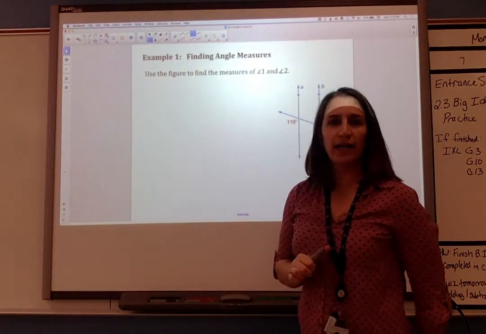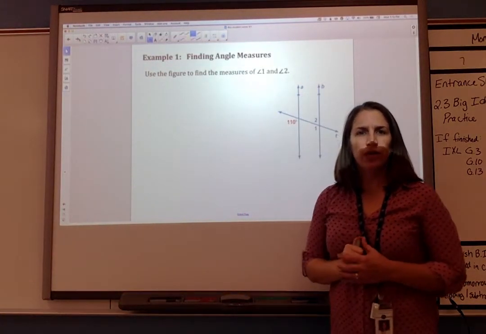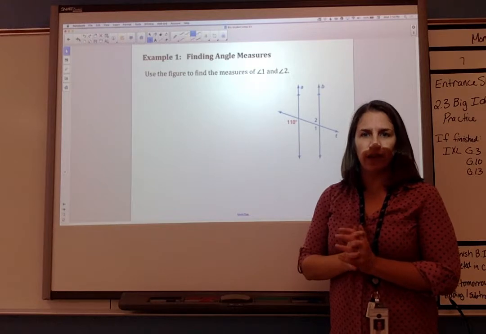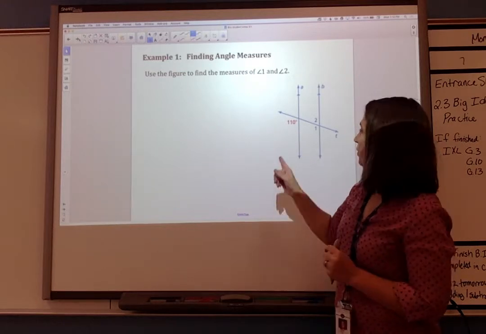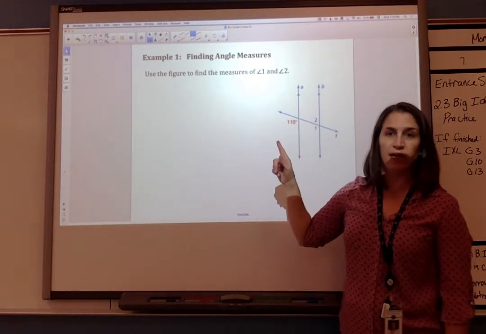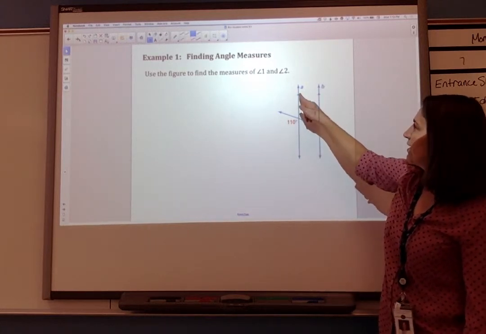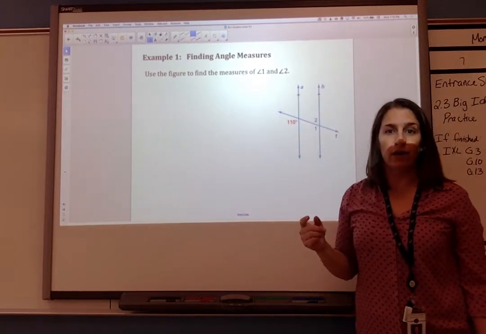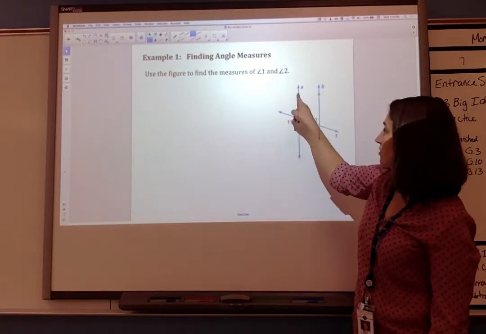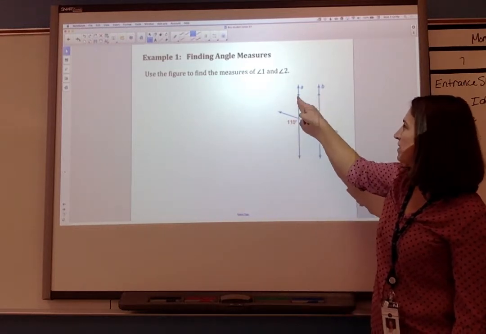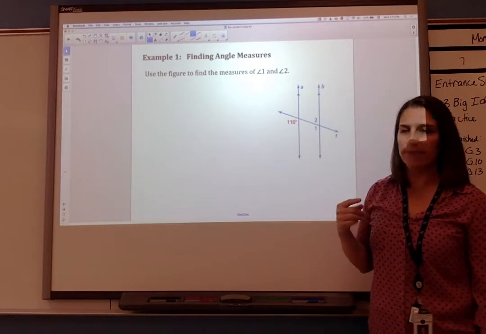All right, so let's go ahead and get on with some examples here. We're going to use the figure to find the measure of angle 1 and 2. So we're given this 110-degree angle. And we can see from these little arrows on line A and line B that A and B are parallel to each other. That's what these little arrows in the middle of the line mean.